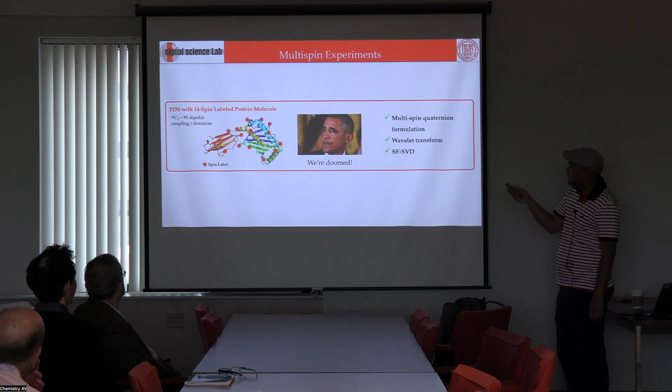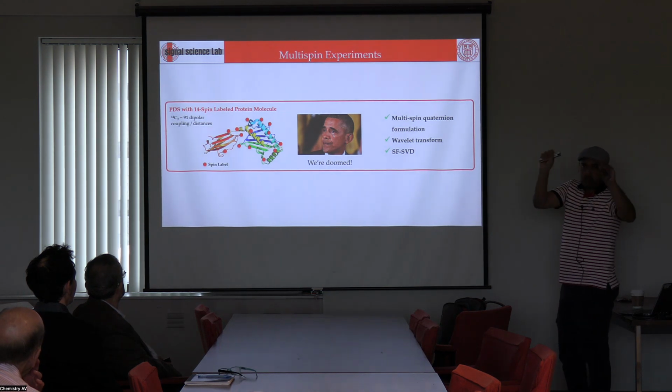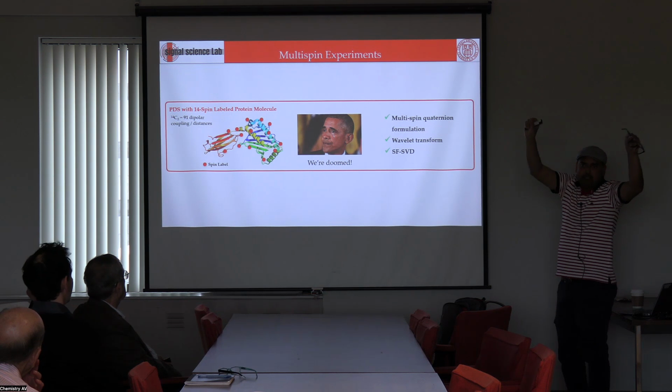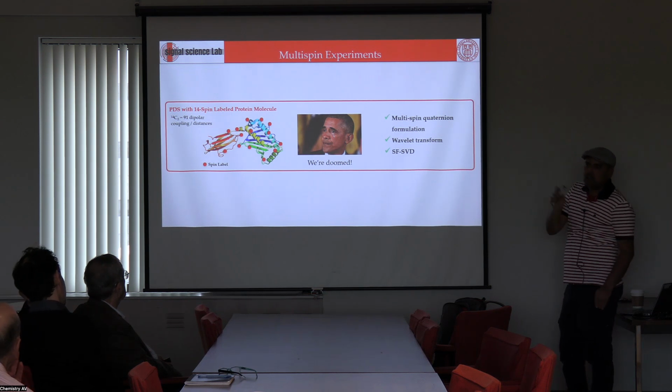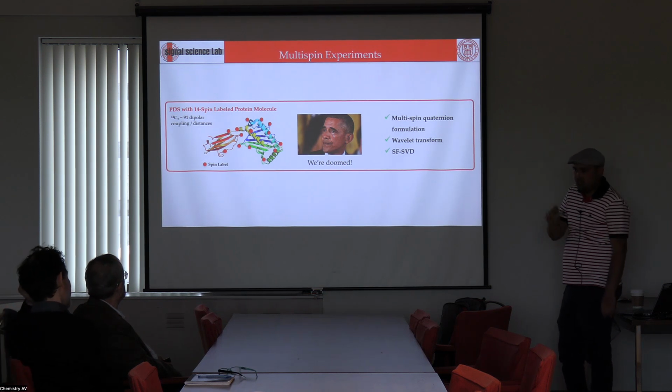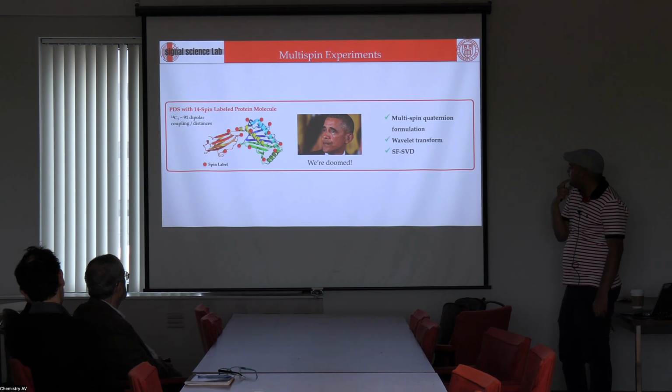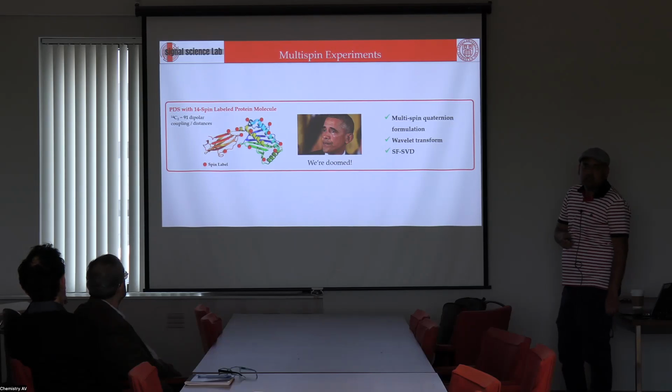Next project is multi-spin. In ESR, we mentioned 2 spins, but can we do multi-spin experiments? Because that reduces the number of samples. If we have 14 sites to look at, this is a project for which I once wrote an NIH grant, and one of the reviewers said it's too difficult a problem to solve, to which I said we are not in the business of easy.